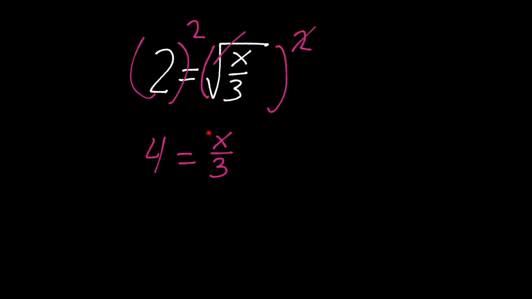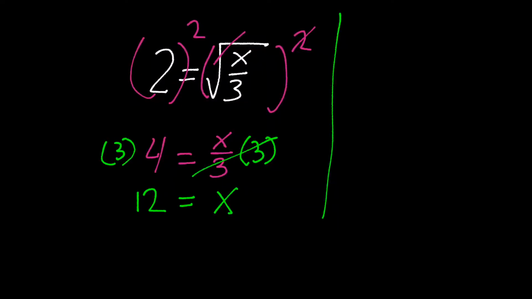Now, how do we get this x all by itself, since it's a fraction? Well, a fraction means division, and I'm dividing it by 3, so I'm going to have to multiply by 3. That cancels out our denominator to leave us with just x, and 3 times 4 gives me 12. Plug it back into our original equation.